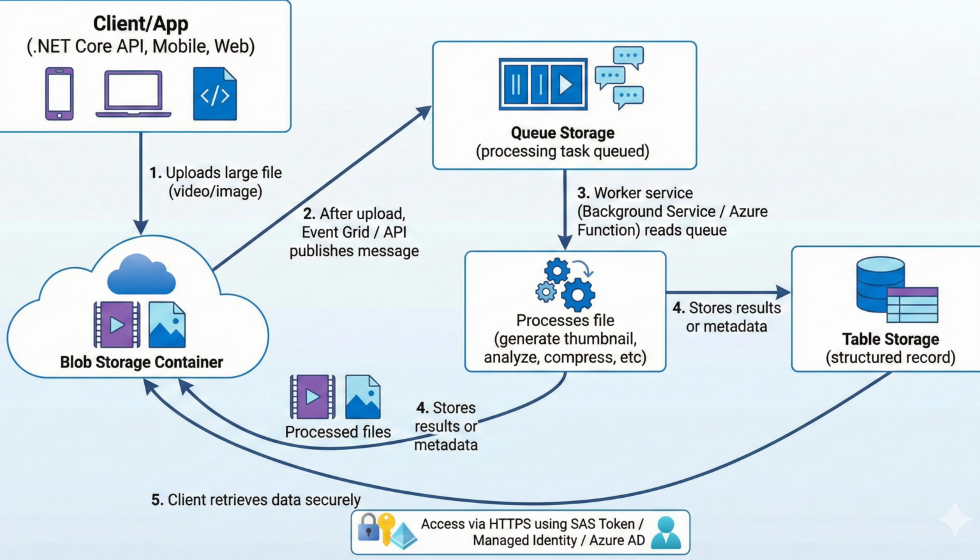After processing, two things happen. The processed media file may be stored back into Blob Storage for future retrieval. The results or metadata, such as file name, size, resolution, tags, or AI insights, are stored in Azure Table Storage. Table storage is a lightweight NoSQL database used to keep structured records for fast lookup.